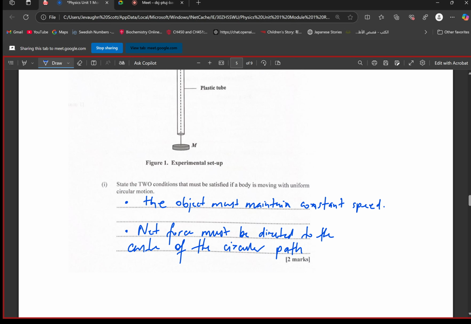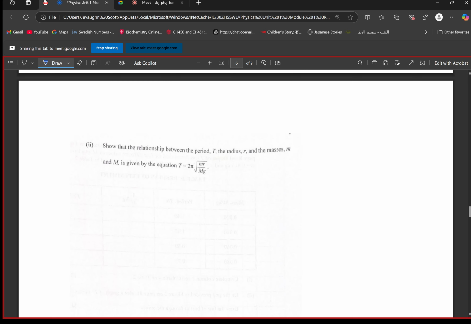Let me just scroll back up a little bit. Show the relationship between the period T, the radius r, and the masses small m and big M. That is given by the equation T is equal to 2 pi times the square root of small m times r divided by large M times g. We must show this. Show that this is true.